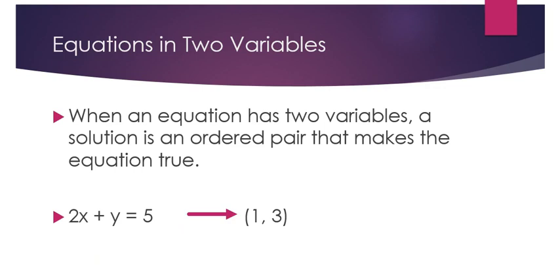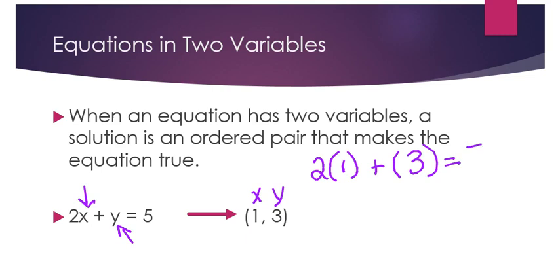Alright, so all you do basically is when they give you an ordered pair, you're going to take the x value and plug it in for x and the y value and plug in for y. So you would just take 2 and then you would multiply by 1 because we're substituting 1 in for x, and then plus y, and y is 3. Okay? And as long as it equals 5, once we've worked it all out, then it's a true statement and that ordered pair is a solution.